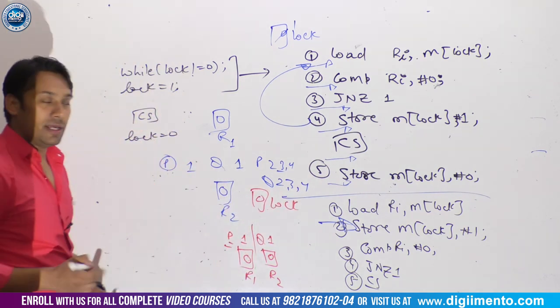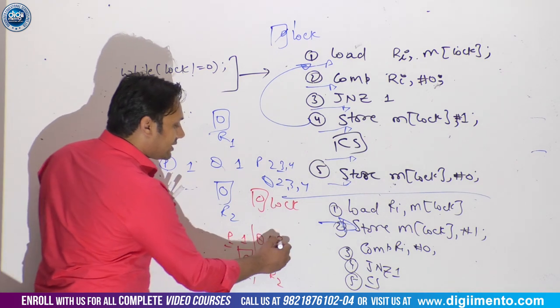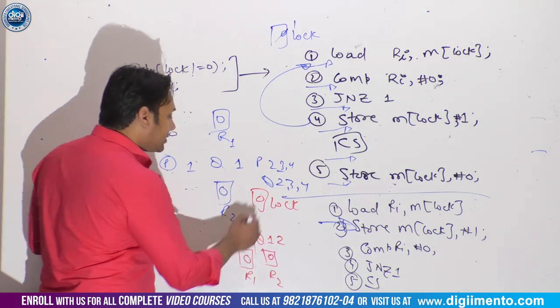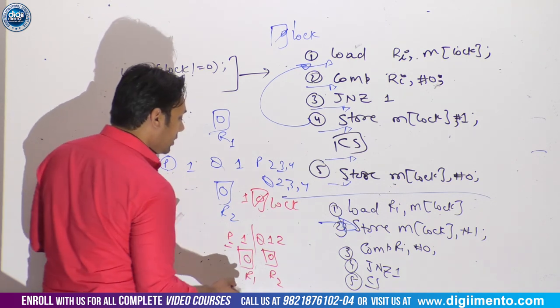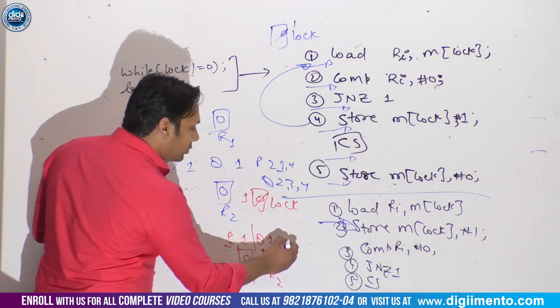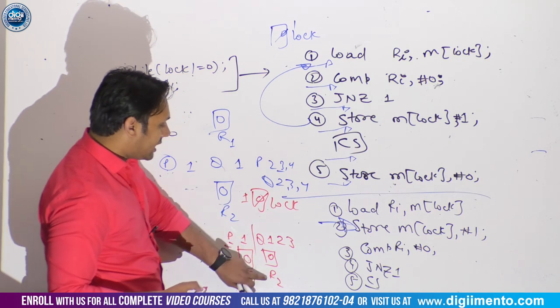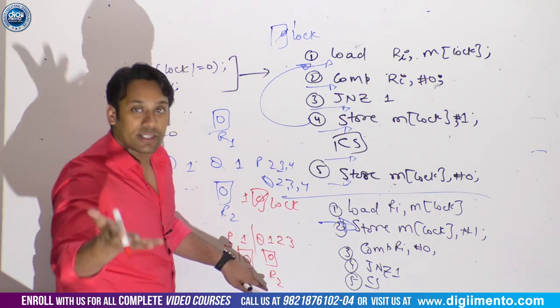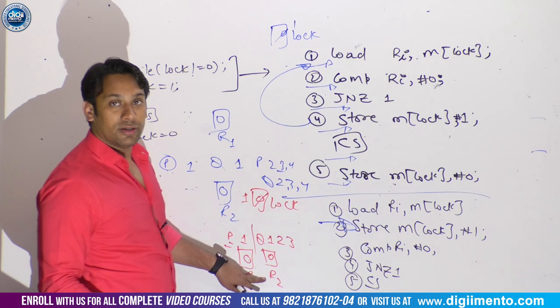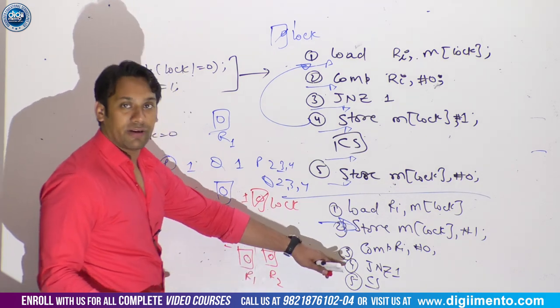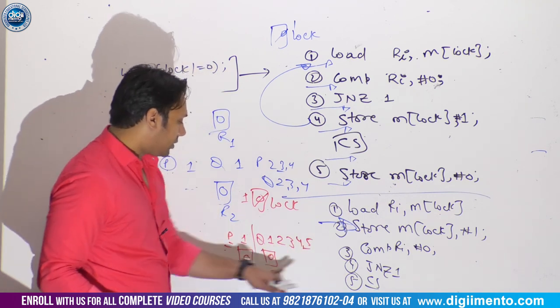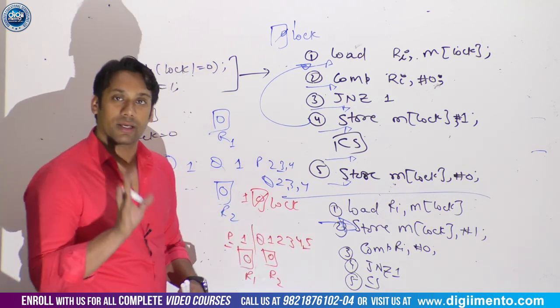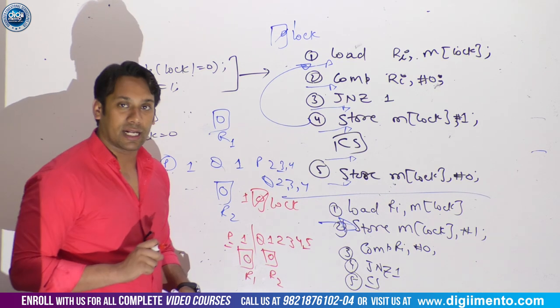Now your process Q executes line number 2. That is, process Q stored 1 inside the lock. Correct? Now process Q executes line number 3. It checked what the value of register R2 was. Was it 0? Yes, it is 0. So condition 4 was not satisfied, so we went from 4 to 5 and entered, and process Q entered the critical section. Process Q entered the critical section.